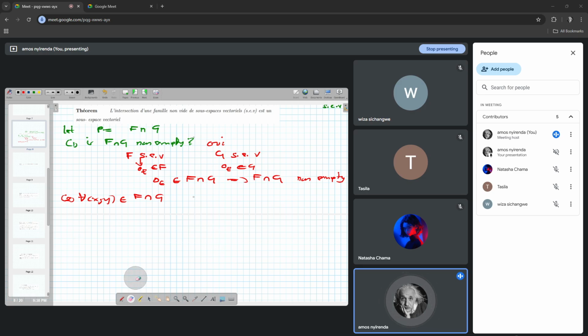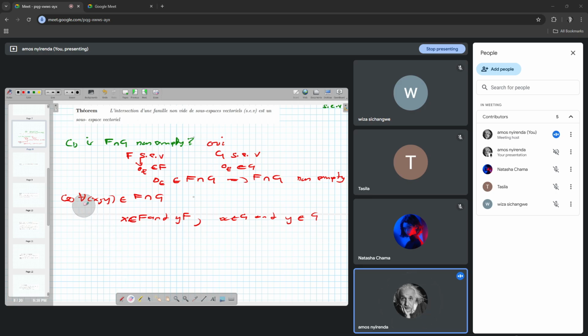So here, let me just get rid of this p here. I actually don't need it. So let's get any two elements from the intersection. If x and y are in the intersection, it means that x is in F and y is in F, and then it also means that x is in G and y is also in G, because they're in the intersection. This is what it means.